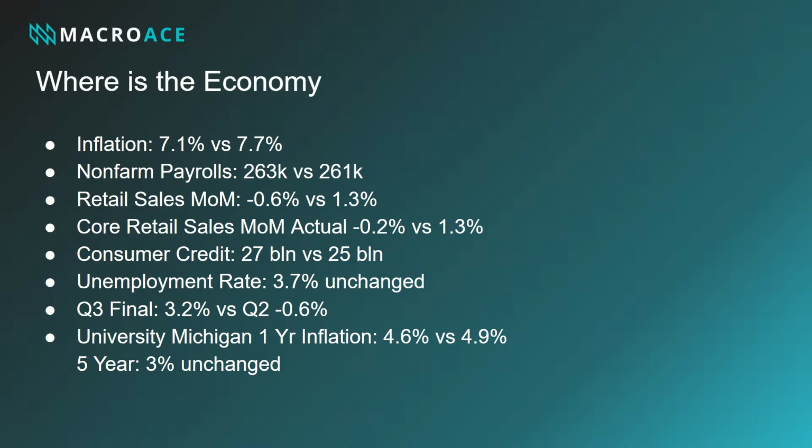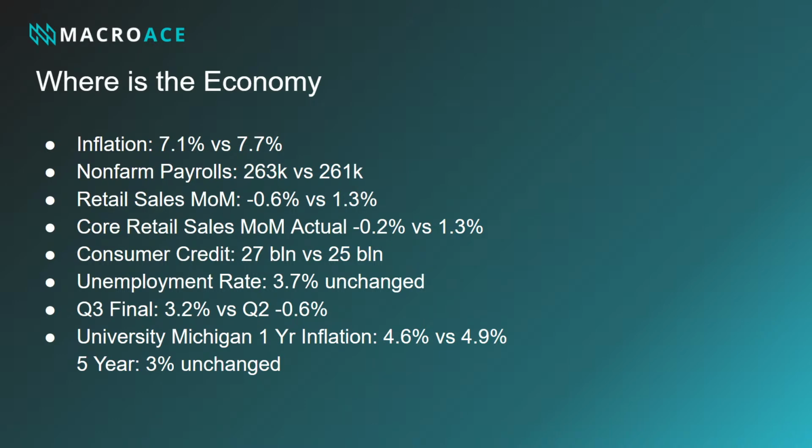So inflation, of course, went to 7.1% compared to the prior of 7.7%. That's the CPI figure. Non-farm payrolls was at 263k versus the prior of 261k. Retail sales went into the negative at minus 0.6% compared to the prior of 1.3%. Core retail sales also in the negative, at minus 0.2% compared to the prior of 1.3%. Consumer spending at 27 billion versus 25 billion, so a little bit of an increase there in the amount of credit that's being taken. The unemployment rate remained unchanged at 3.7%.